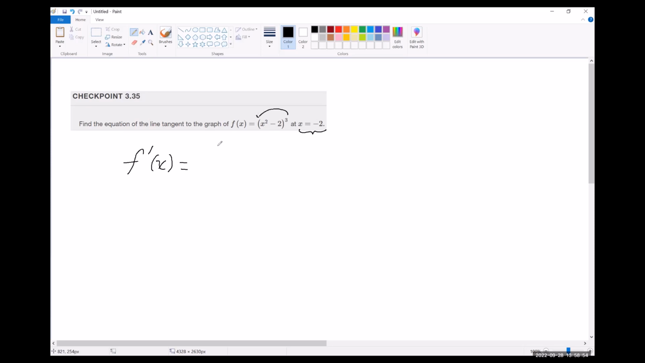So this 3 is going to come to the front. And then we have x squared minus 2. You leave that alone. You subtract the 1 from this 3. So that leaves me a 2. And then you have to take a derivative of, so if u is x squared minus 2, then du dx is 2x, it's just 2x. So that's what this is. All right, but we want to evaluate it at x equals -2.